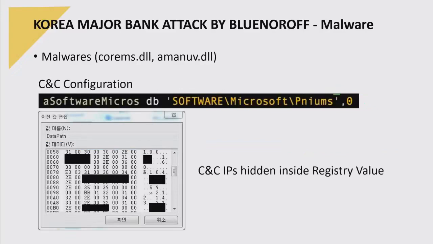And for the CNC server configurations, it will be written into a registry under Microsoft software. The data in this registry is like shown below. You can see it's in plain text. So you can see the IP address directly.